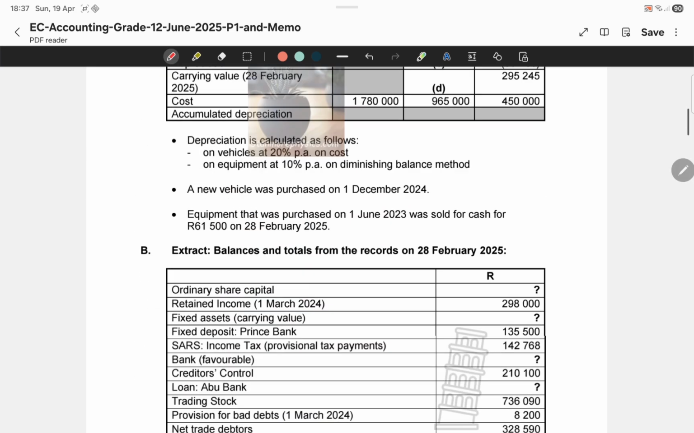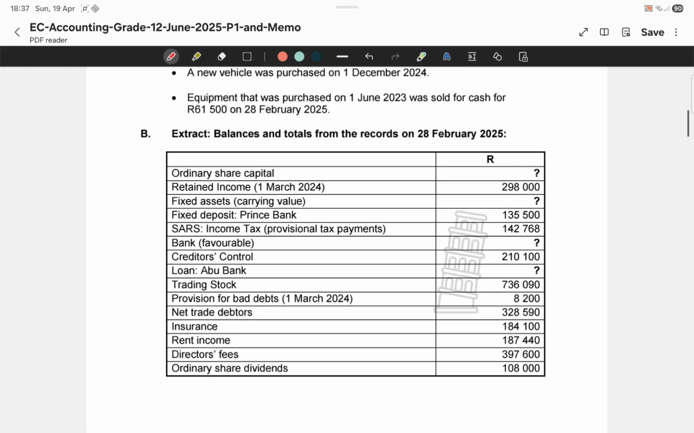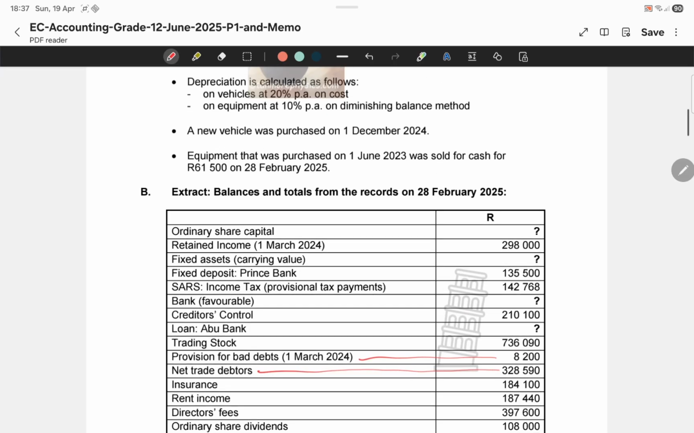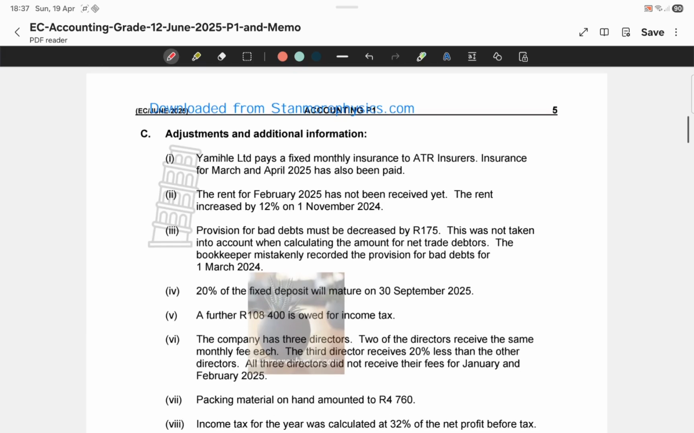Okay, we're going to look at information B and information C. Information B is the trial balance. In the trial balance, we are given the net trade debtors and the provision for bad debts, which is for the beginning of the year because the year ended on 28 February 2025. Okay, so now with this one, we're going to check if the provision for bad debts must be taken into account or not. Bear in mind that the term net trade debtors means that they have already subtracted the provision for bad debts.